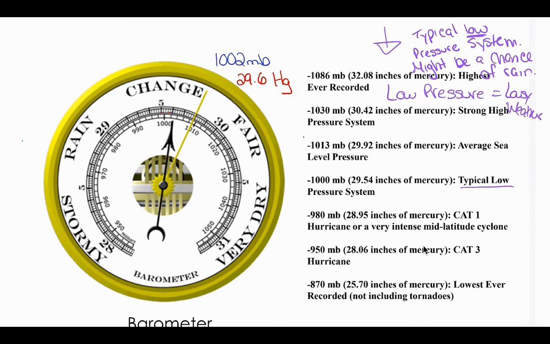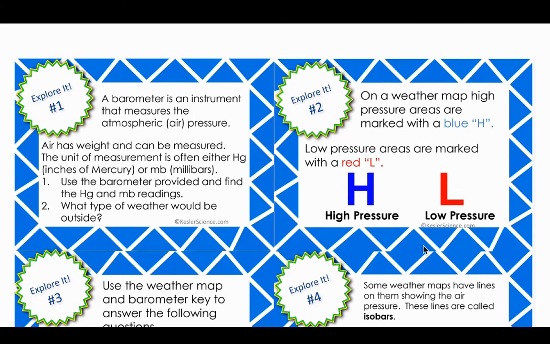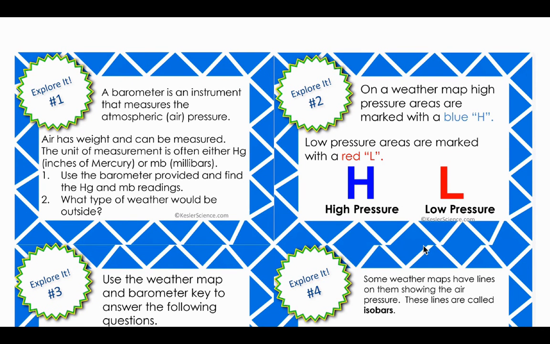Could get better, it could get worse, but definitely could be a chance of rain given the low pressure system. Okay, hopefully that helps. Then if I continue going on, I'm looking at, on a weather map, high pressure areas are marked with a blue H and low pressure areas are marked with a red L. Just to have you guys remember, high pressure is happy weather and low pressure is lousy weather. So this is your sunny weather and this is your rainy, cloudy weather.